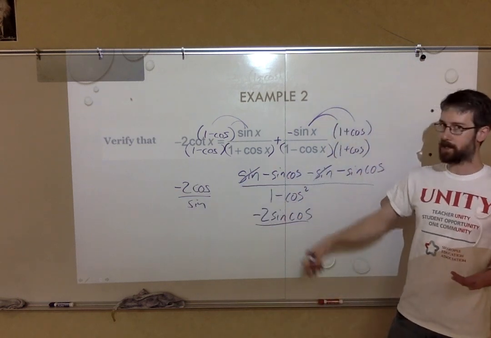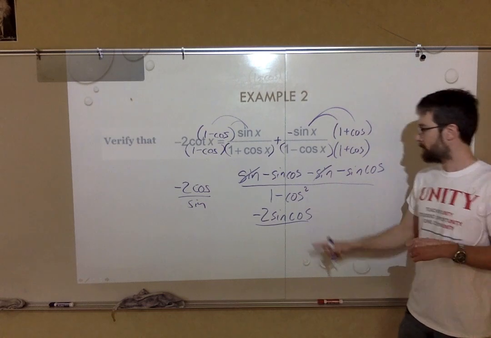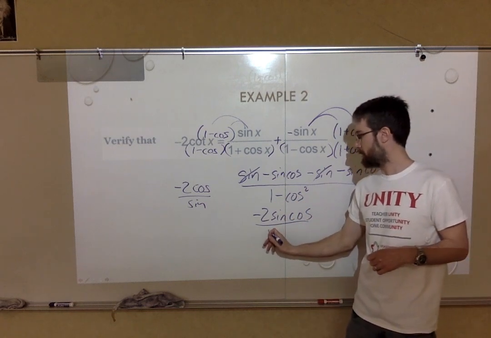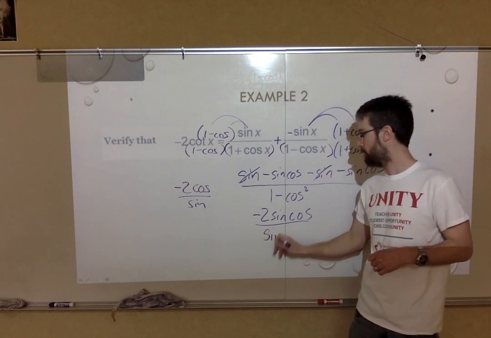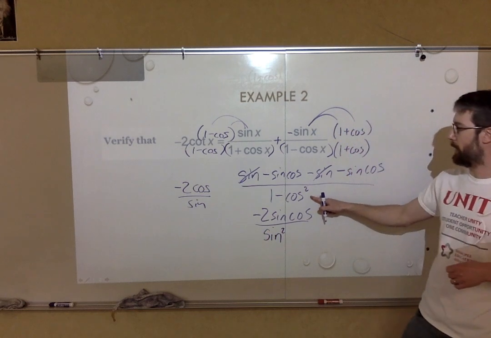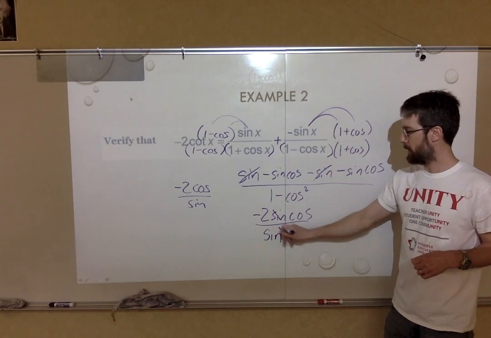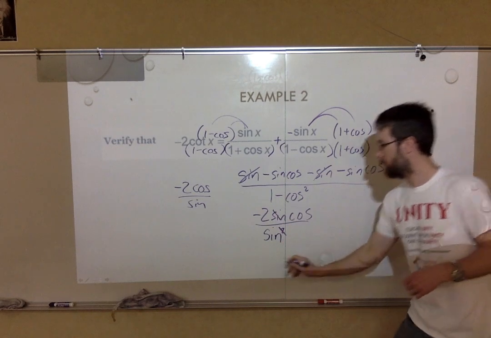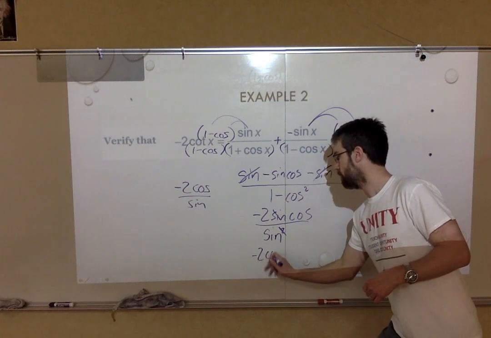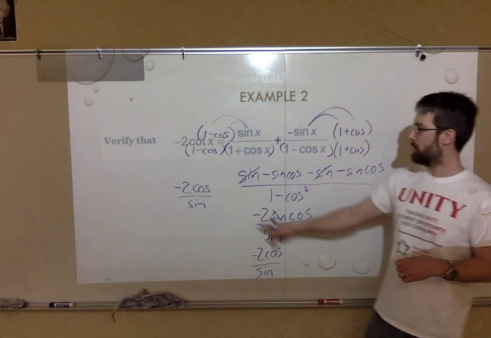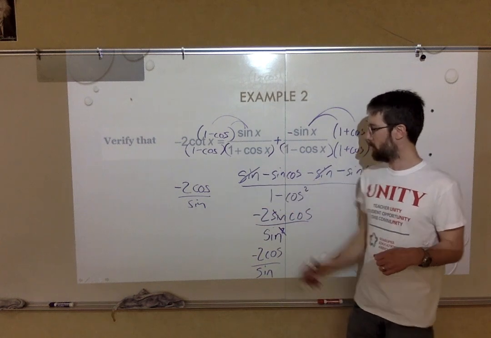I just need to get rid of that sine in the numerator. 1 minus cosine squared. If we look at the Santa Claus one and monkey around with it a little bit, we can show that 1 minus cosine squared is equal to sine squared. Well, that sine cancels 1 from the bottom, and so we're left with negative 2 cosine over sine. Now both sides match, so we're all good.